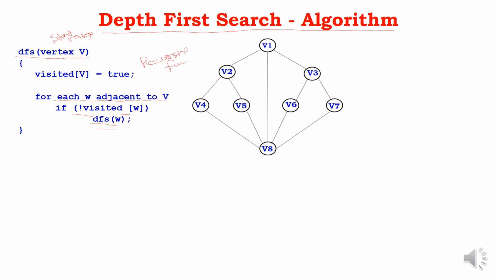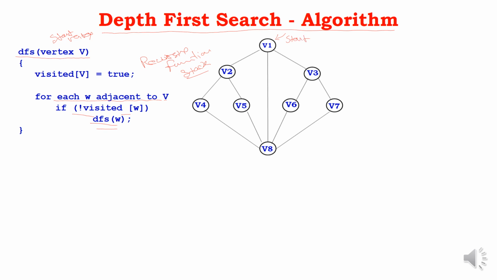If you use a recursive function, it automatically uses a stack. It calls so many functions, and the previous one is placed in the stack. Now use the same example. This is the graph where we wanted to traverse in depth first search. Assume that V1 is the start vertex.